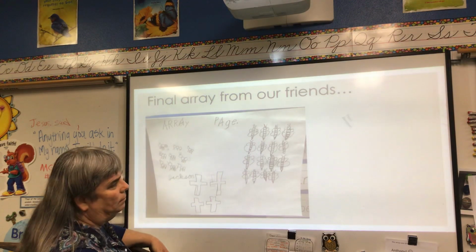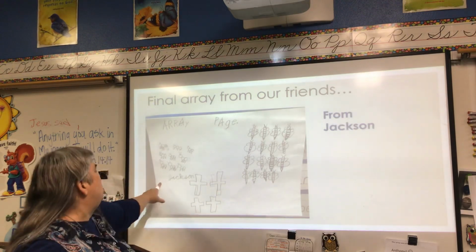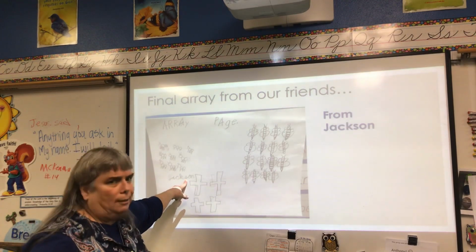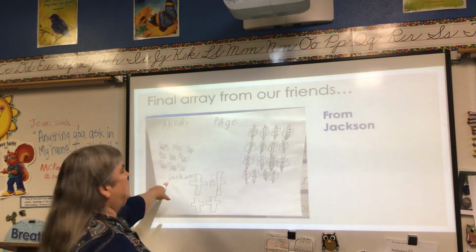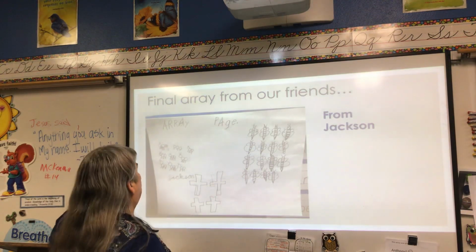And then here we go, final array from our friends. And this is from Jackson. He wrote his name right here in cursive. Very nice, Jackson. Jackson likes cursive. That's a good thing. And he wrote that J perfectly, which is excellent.